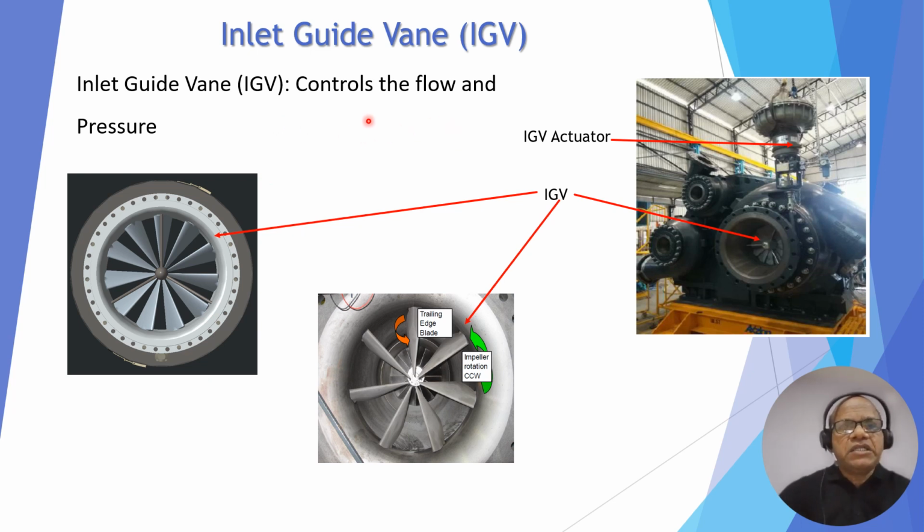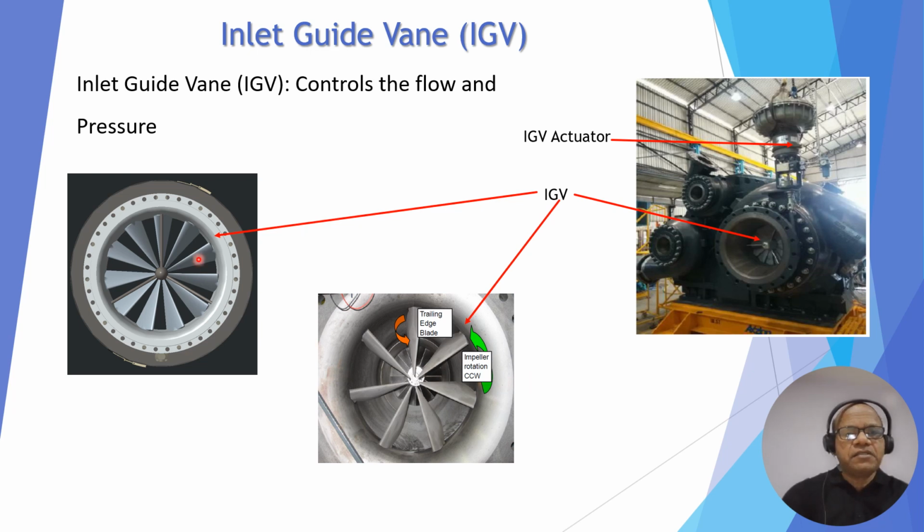Then what is the inlet guide vane, IGV? The main function of IGV is to control the flow and pressure. If you open the IGV more, you will achieve more flow and more pressure. You can see this is the IGV, this is the actuator. This is another type of arrangement of IGV, where the blade is shown here. So various types of IGV are shown here. This is the actual machine. The actuator is connected to the IGV for operation purposes.